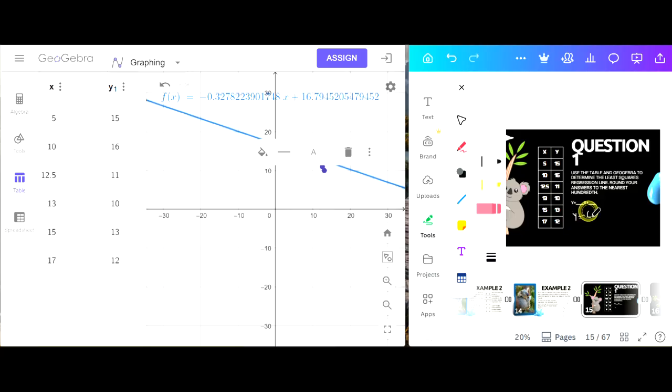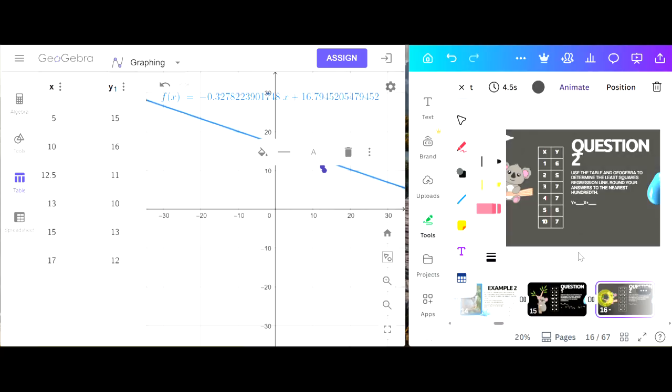Y equals negative 0.33. That 7 makes us round it up. X plus 16.79. There is our formula. Okay.